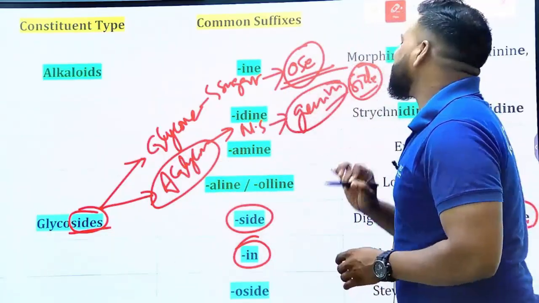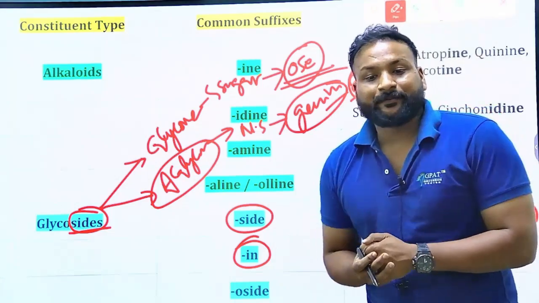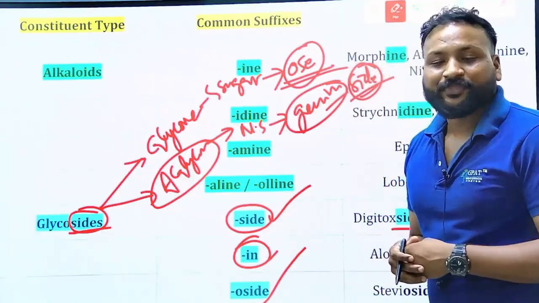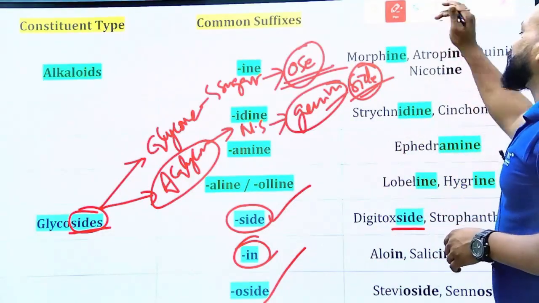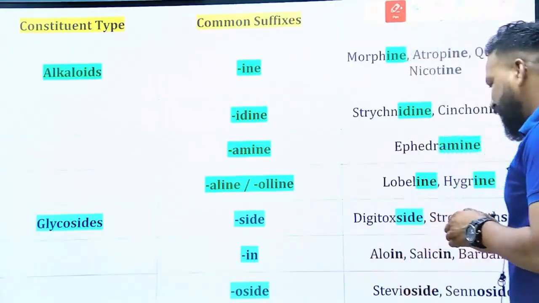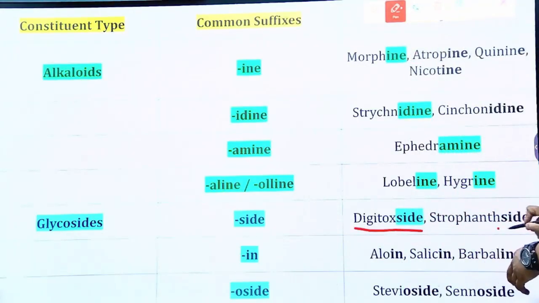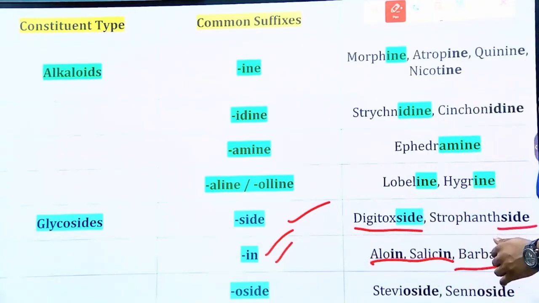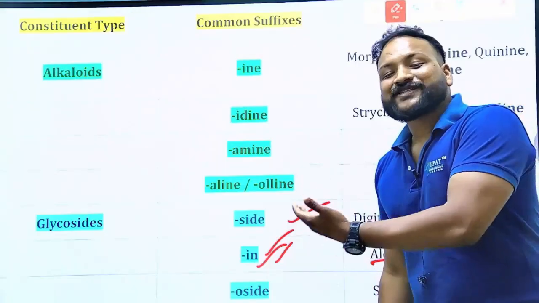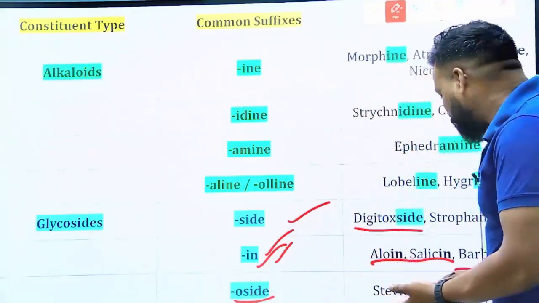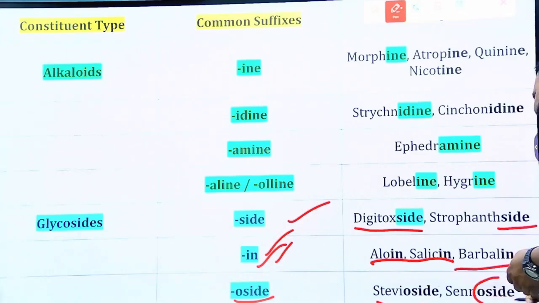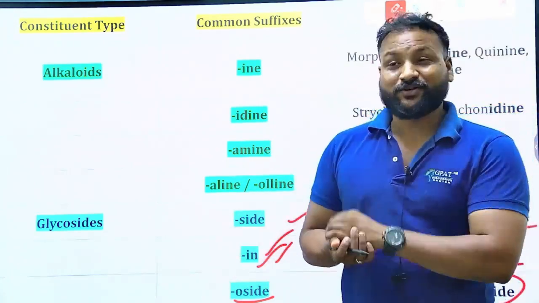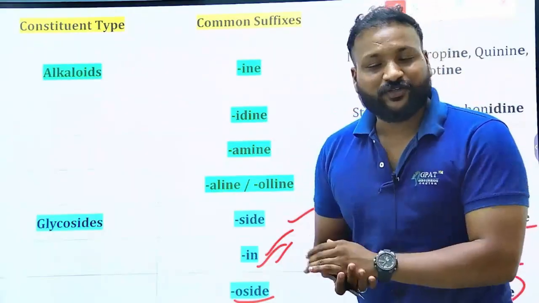It is known as a genin. It ends with genin, in, or oside. These are the suffixes of glycoside. You can see the examples here: digitoxoside, strophanthoside, aloin, salicin, and barbaloin. And also oside: sterioside and sennoside. So these are the examples. Now you can easily pick the option for the glycoside, right?